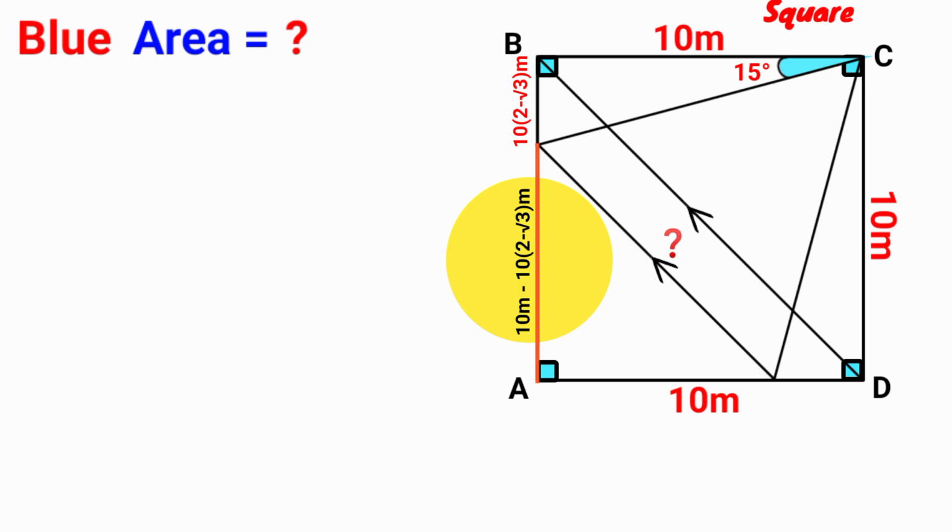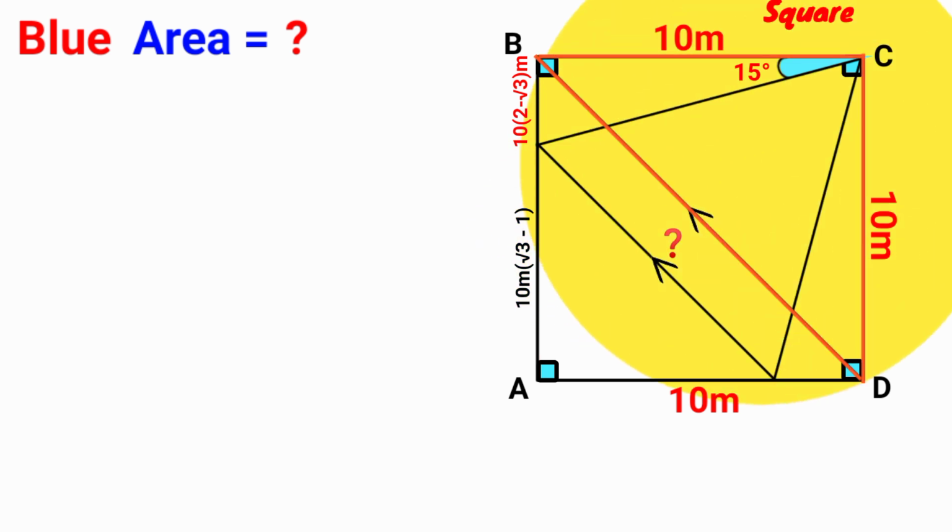We can see 10 meters is common, so we factor it out. It is now 10 meters (1 minus (2 minus root 3)). Minus into bracket 2 minus root 3 is minus 2 minus root 3. Minus root 3 is plus root 3. 1 minus 2 is minus 1. Minus 1 plus root 3 is root 3 minus 1. So it is 10 meters (root 3 minus 1).